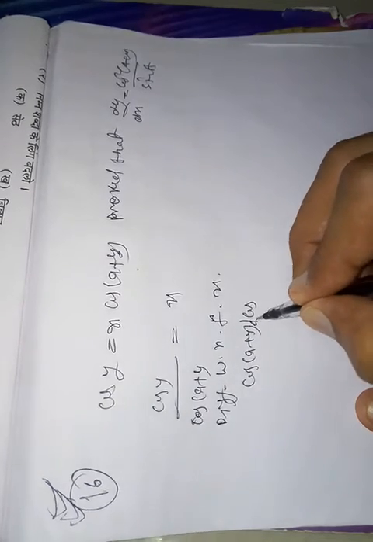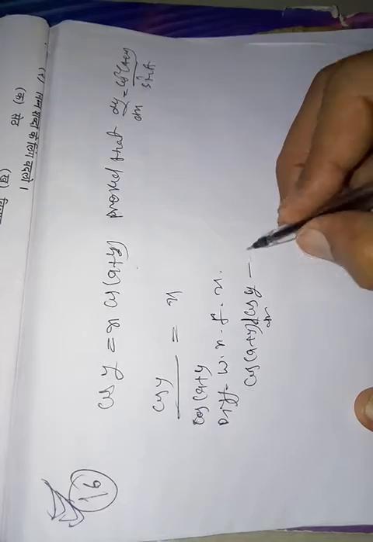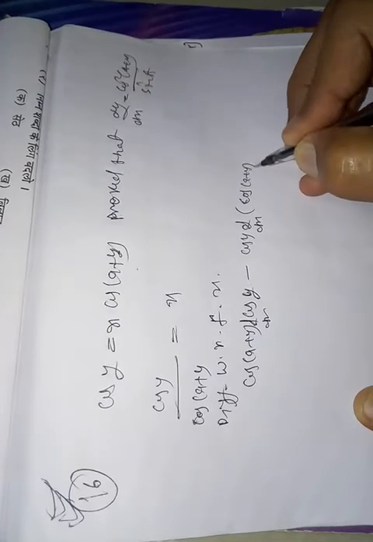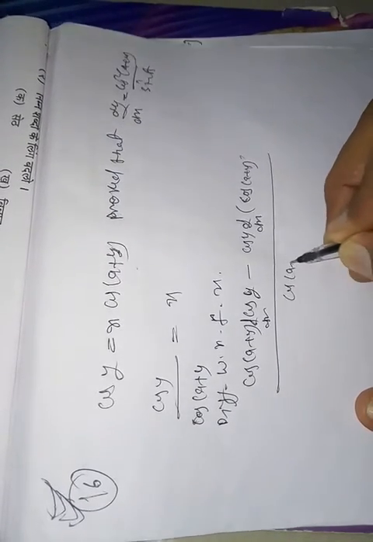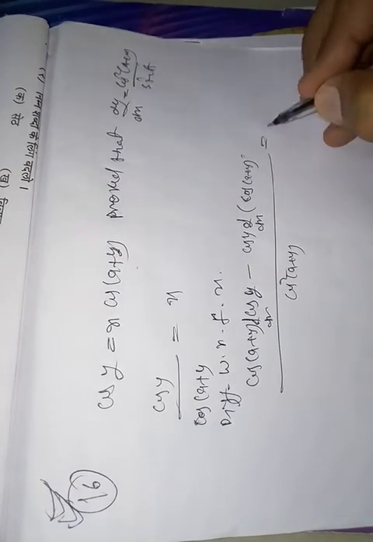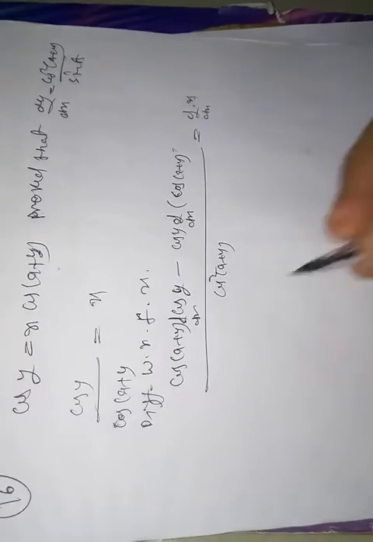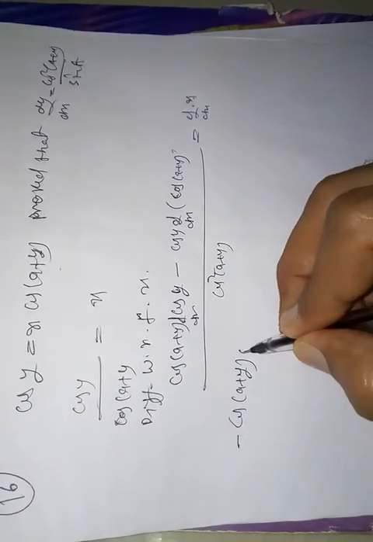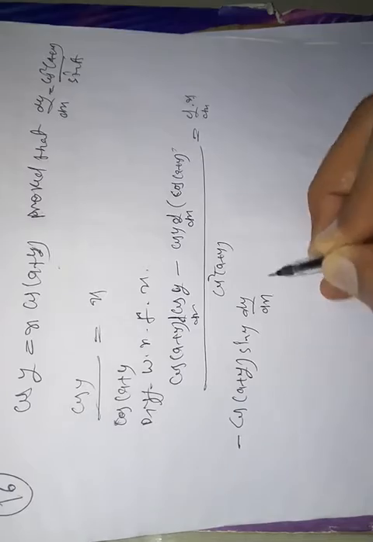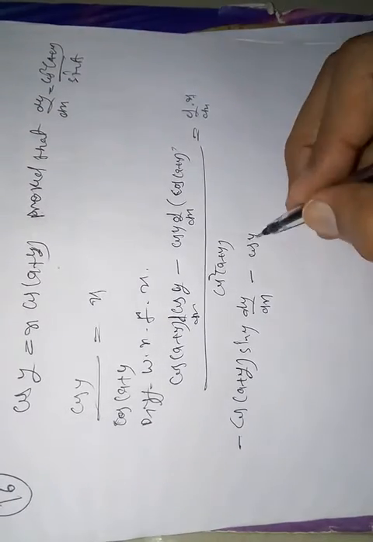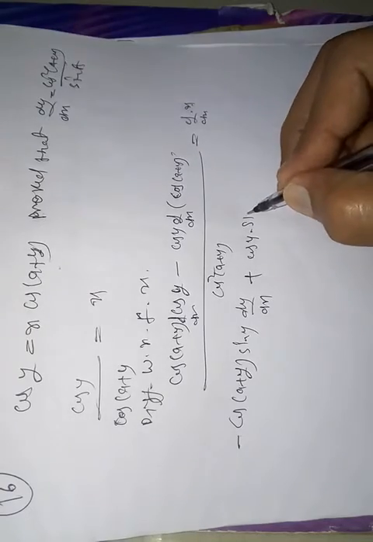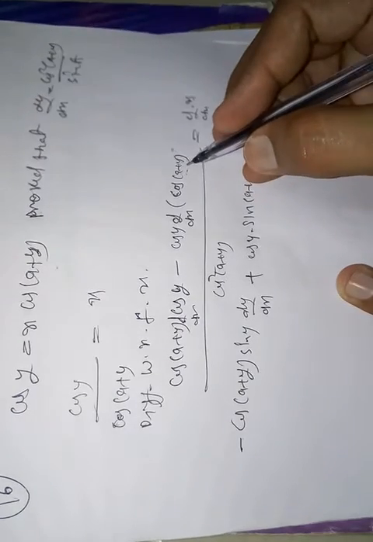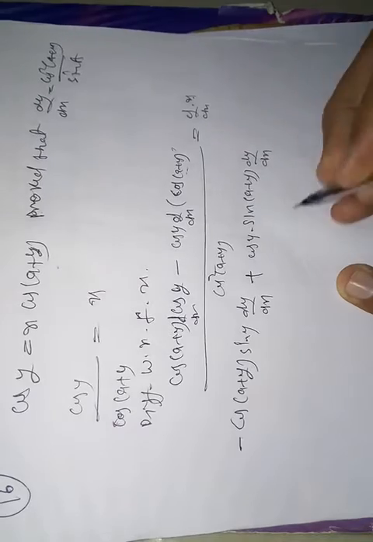Using the quotient rule: cos(a plus y) times d/dx of cos y, minus cos y times d/dx of cos(a plus y), upon cos(a plus y) whole squared. The derivative of cos y is minus sin y dy/dx. The derivative of cos(a plus y) is minus sin(a plus y), and since a is constant, it gives 0 plus dy/dx.